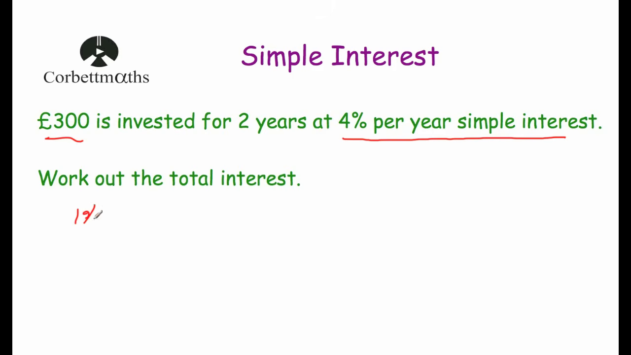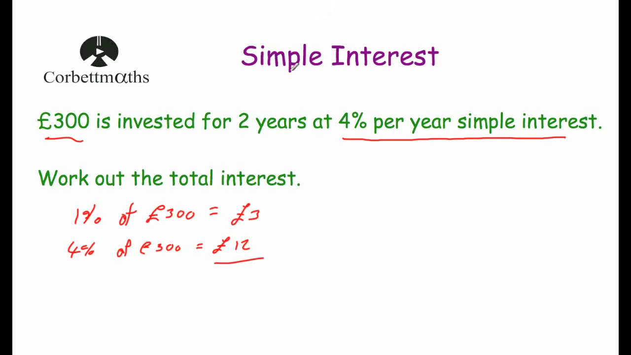So let's work out what 1% is. 1% of £300. To find 1%, we divide by 100, and that would be £3. So that means that 1% of £300 is £3. And to find what 4% of £300 would be, we just times that by 4. So 3 times 4 is £12.